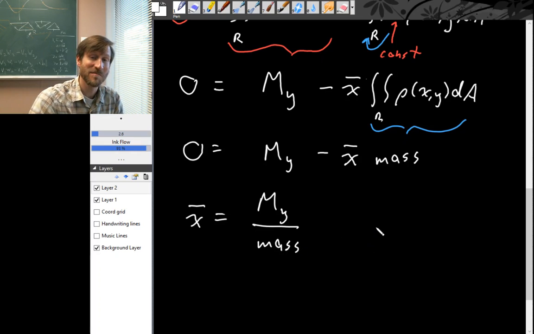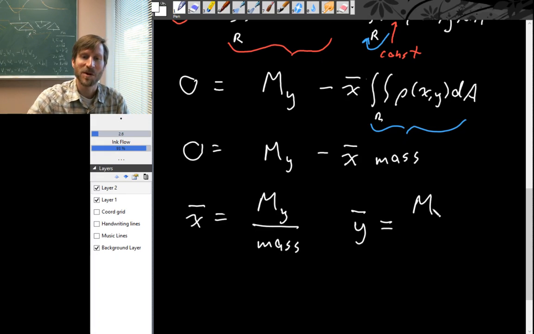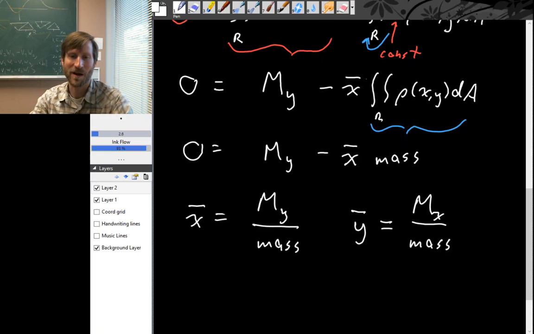Of course, if you do the same thing with x and y interchanged, you get the y-coordinate of the center of mass, and that's going to be the moment about the x-axis divided by mass. So this is really why we care about the moments about the x and y axes.